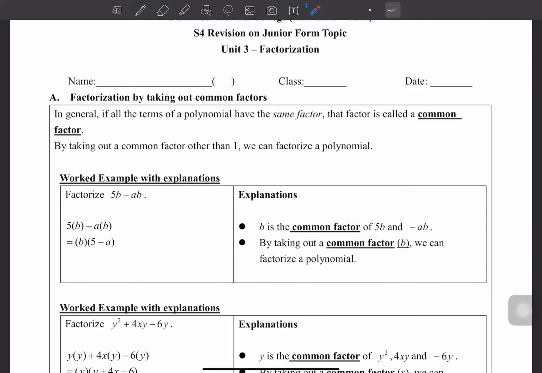Revision on Junior Form topic, Unit 3, Factorizations. In this video, I would like to have a short review with you related to one important concept, which is called factorizations. You have learned several methods in S2 and S3 for the factorizations.